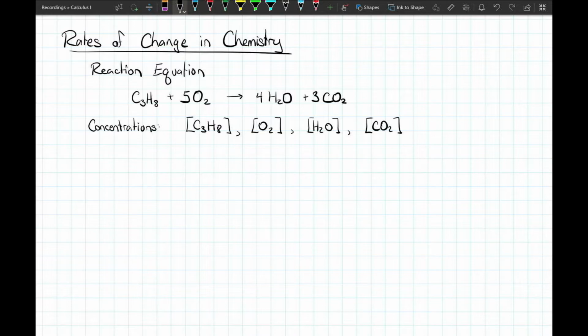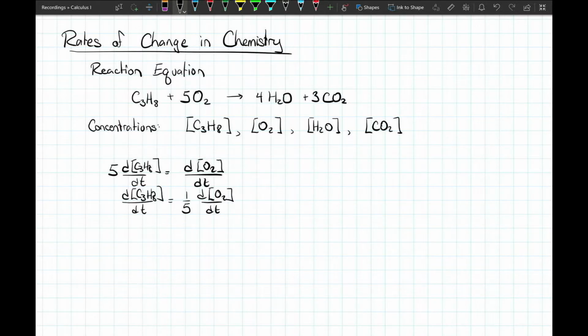And so we can actually express some sort of equation here. The rate at which oxygen is being used up is going to be equal to 5 times the rate that propane is being used up. But we can also express these as being proportional to the rate at which carbon dioxide and water are being produced. So we actually want to maybe rearrange this equation. It's going to be a little bit more useful to write this in this form. The rate at which propane is being used up is 1/5 the rate at which oxygen is being used up in terms of concentration.